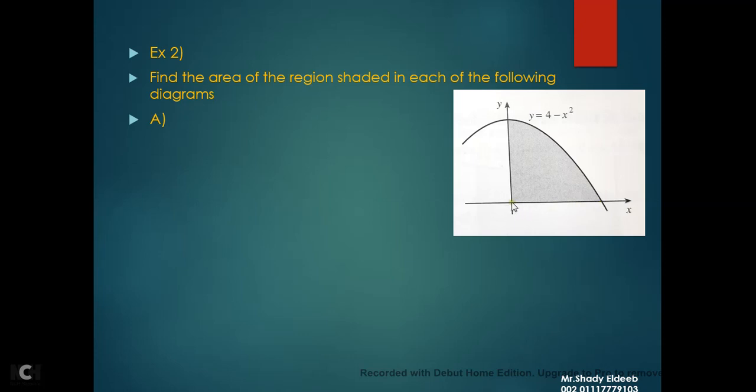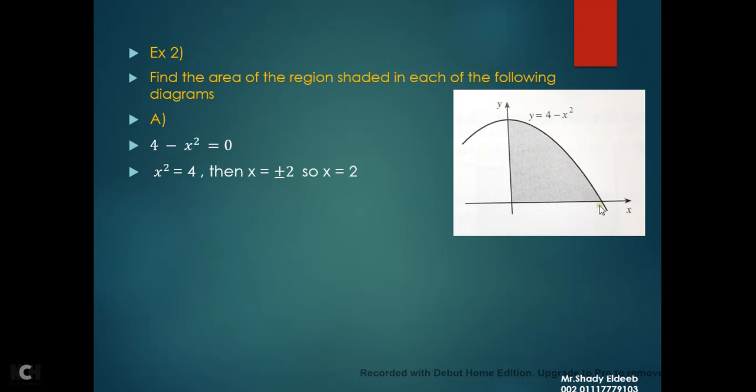This point, x equals 0 because it's the y-axis. What about this point, x equals what? To get the x coordinate here, we must find the intersection point of the curve with the x-axis. To find it, we put 4 minus x power 2 equal 0, because here we know that y equals 0. So of course x will be positive or negative 2.